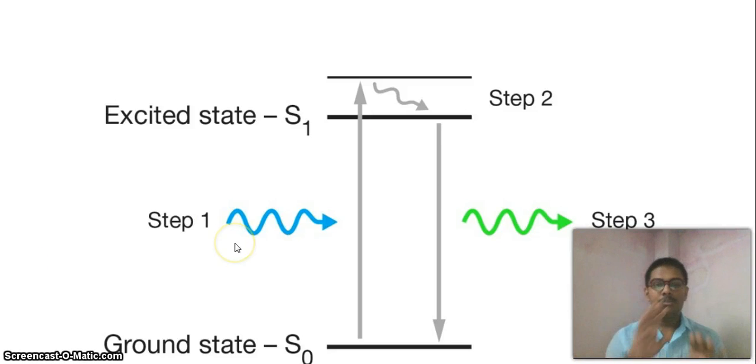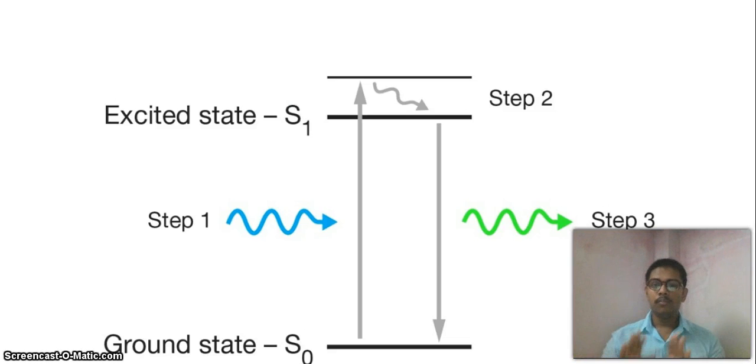As we have come to know, there is a three-step process in the whole fluorescence: step 1, step 2, step 3. Step 1 is the excitation, step 2 is the relaxation, and step 3 is the de-excitation. Here in this image, the ground state is S0 and the excited states are S1. S1 is the first excited state, and then you can consider the second excited state and third excited state.